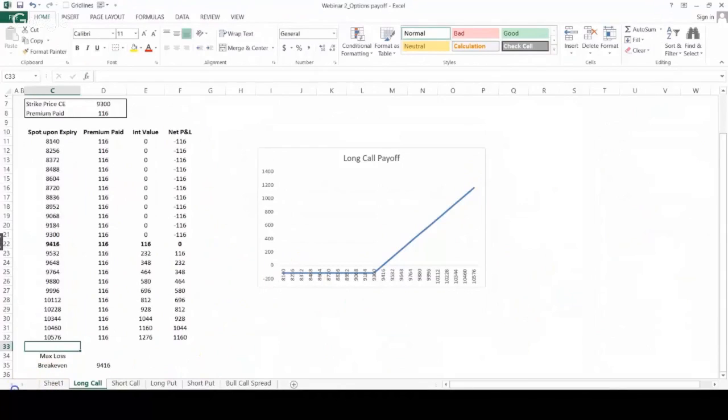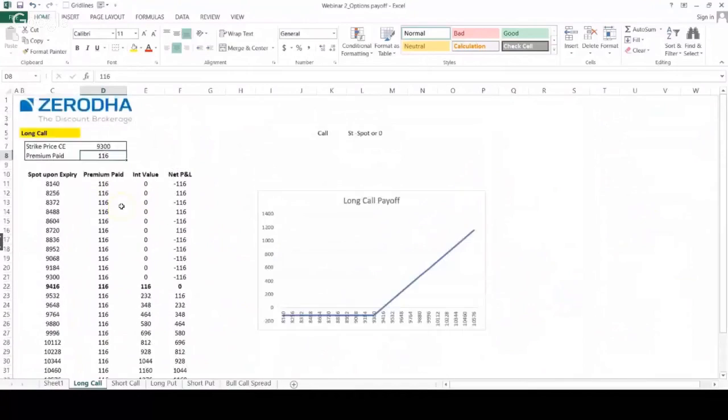So this is the payoff that a person who's gone long on this particular option will enjoy. Now, if you've known options, if you've traded options, you will probably appreciate the fact that the person who is on the other side of this contract, that is the person who has shorted this contract, will experience the exact opposite P&L, right? So now this is the strike 9,300 and the premium paid is 116. So this person is actually paying a premium of 116, and this is the graph that he will enjoy.